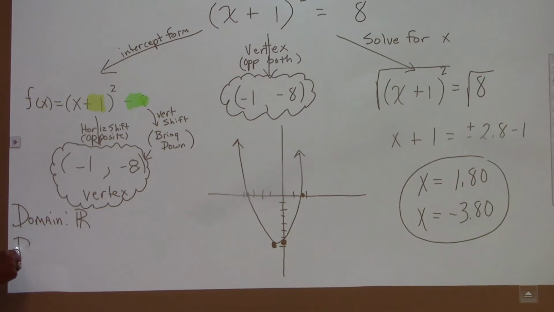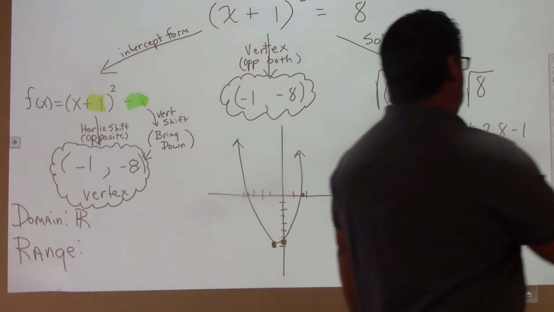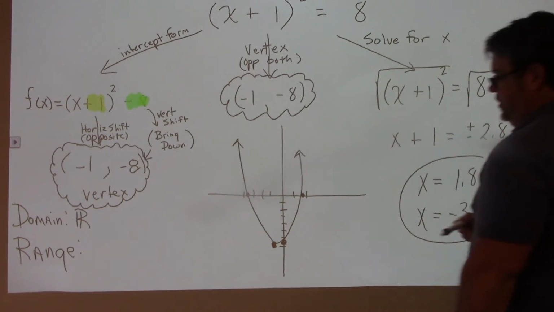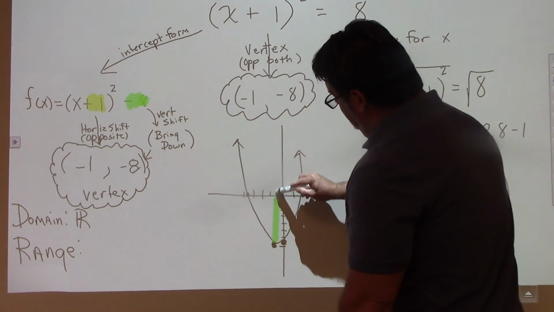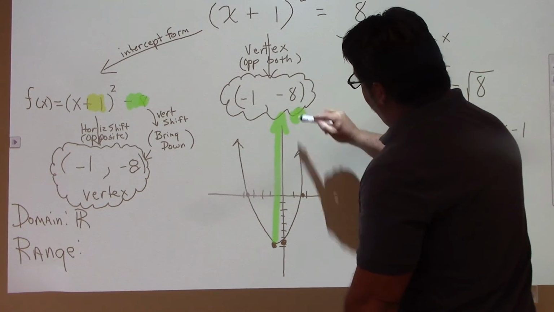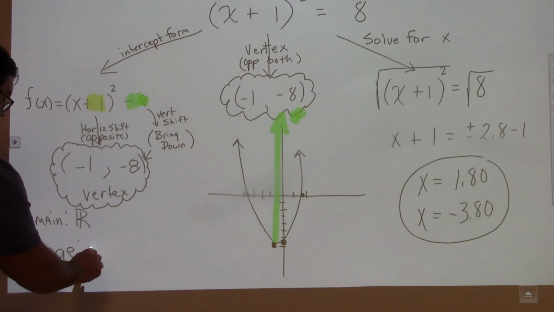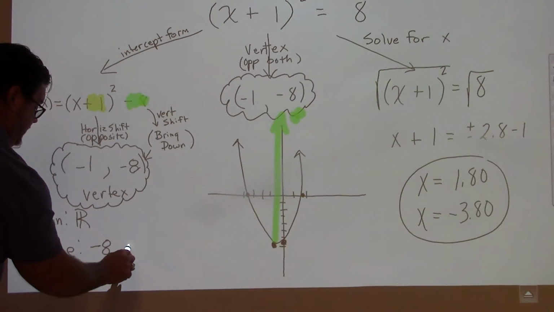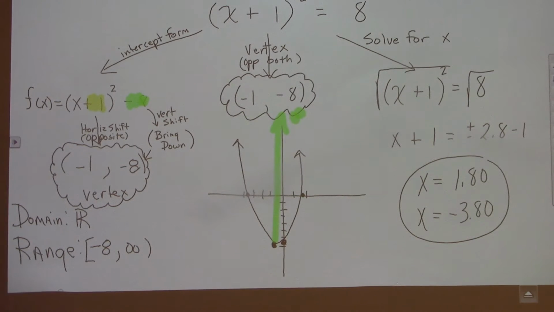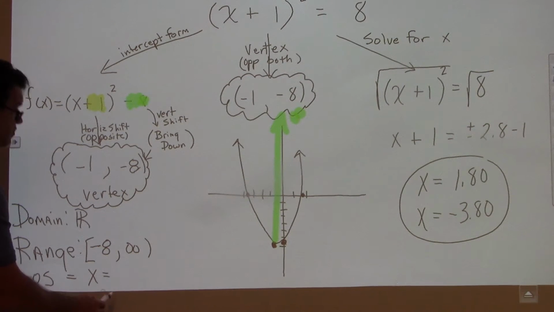Your range is going to be from this point to positive infinity. So what's that point as far as the y-axis? Negative 8. So negative 8 to infinity. Line of symmetry always goes through your x. X is equal to negative 1.